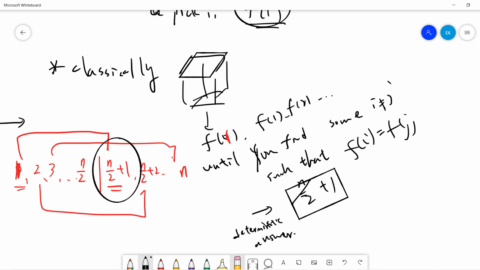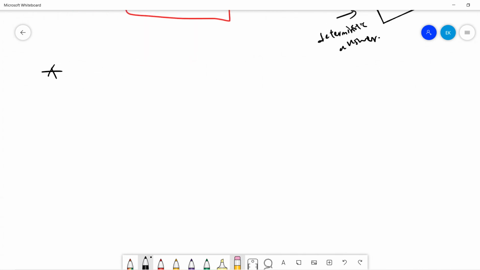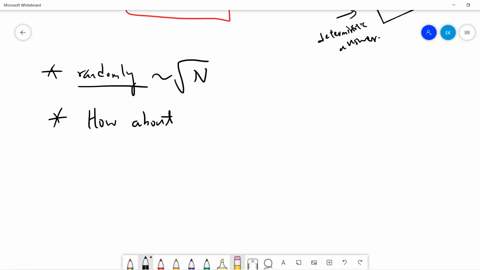Okay. Secondly, if you assume that your algorithm can be randomized, then by the birthday paradox you can do it with about square root of n queries. So the question is, how about quantum? For quantum, we can prove that it only needs n to the power 1/3, basically n to the 0.333.